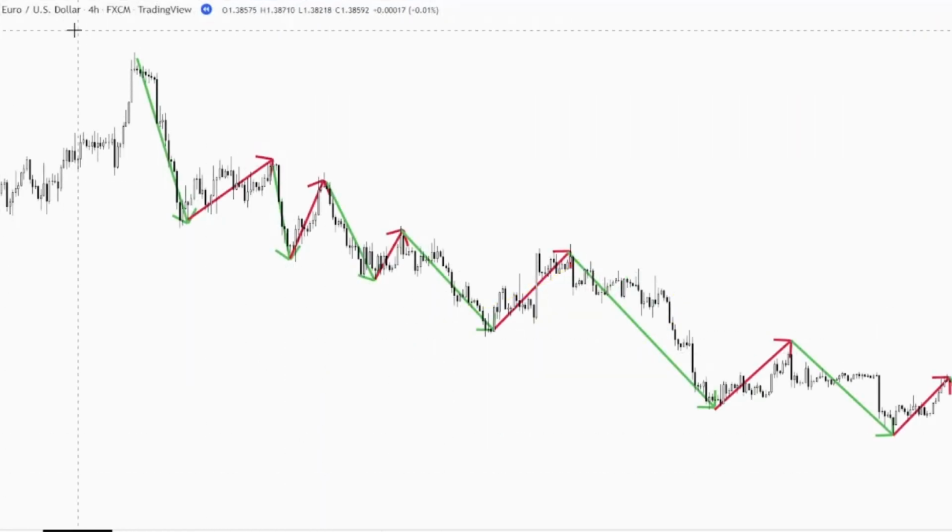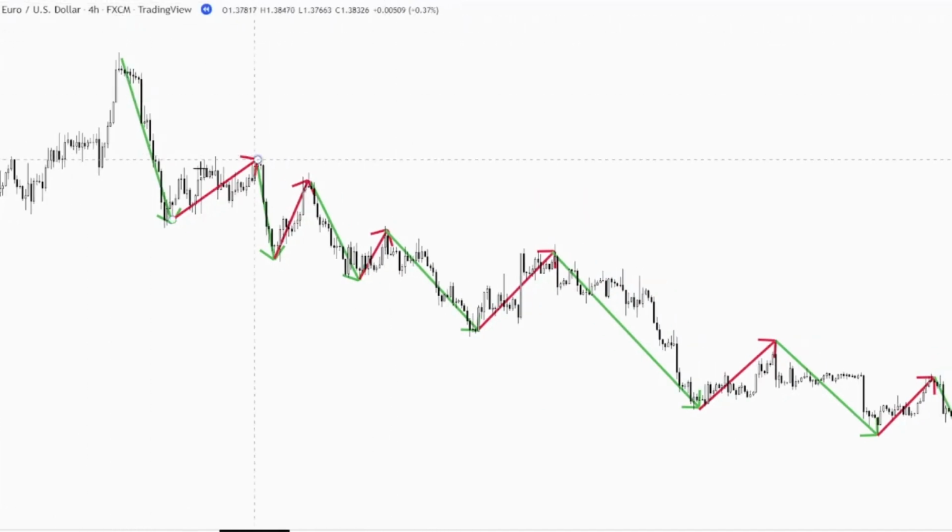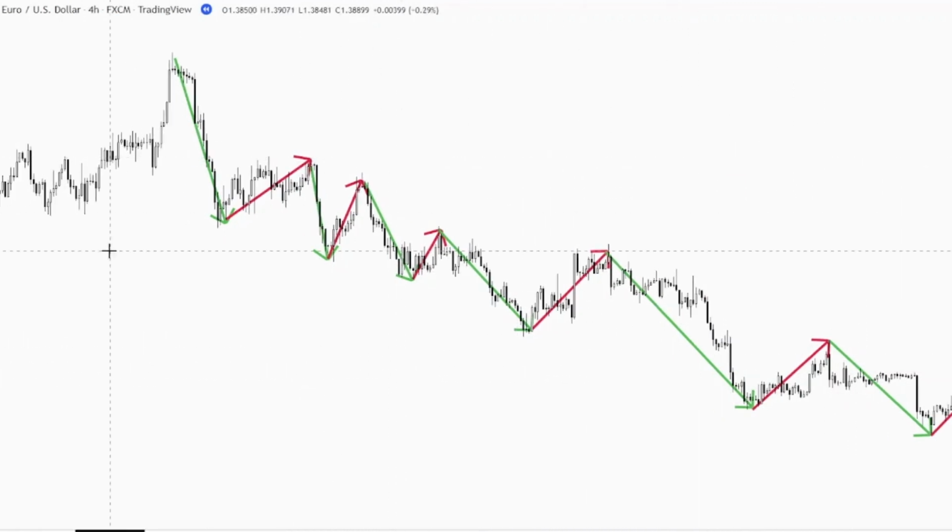Here we're still on Euro USD, but this is the 4-hour time frame, and you can clearly see here I've already marked out the bearish market structure, and we are in a bearish market structure because we can clearly see that the market keeps on creating high points which are lower than the previous one.